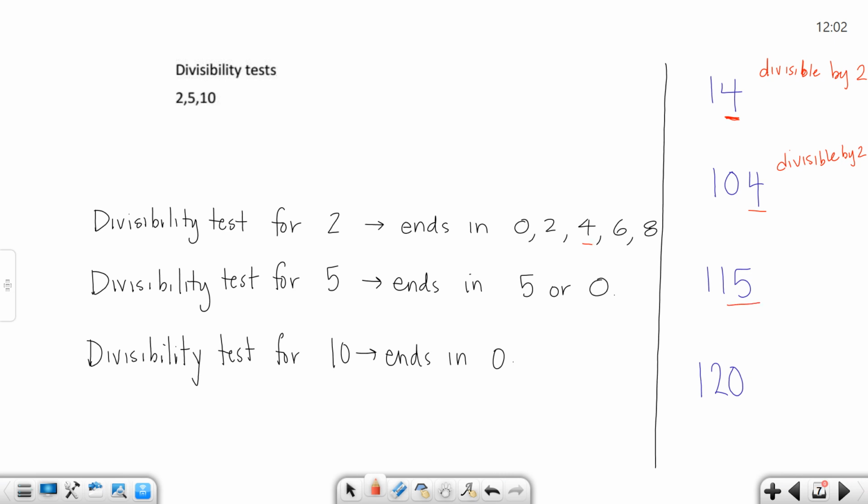If I look at this one, it ends with a 5, so this is not divisible by 2. And if it ends with a 0, it is divisible by 2. And so that's how you would go about testing for the 2 rule. If it's divisible by 5, that means it ends in either a 0 or 5, and those are the only ones, 0 or 5.